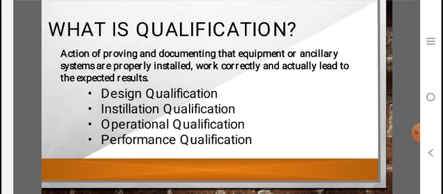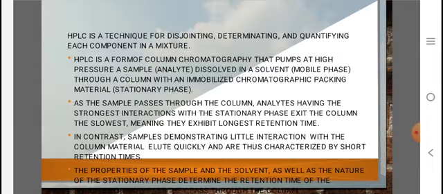What is qualification? Action of proving and documenting that equipment or ancillary systems are properly installed, work correctly and actually lead to the expected results. Design qualification, installation qualification, operational qualification, performance qualification. So coming to HPLC, HPLC is a technique for separating, determining and quantifying each component in a mixture.